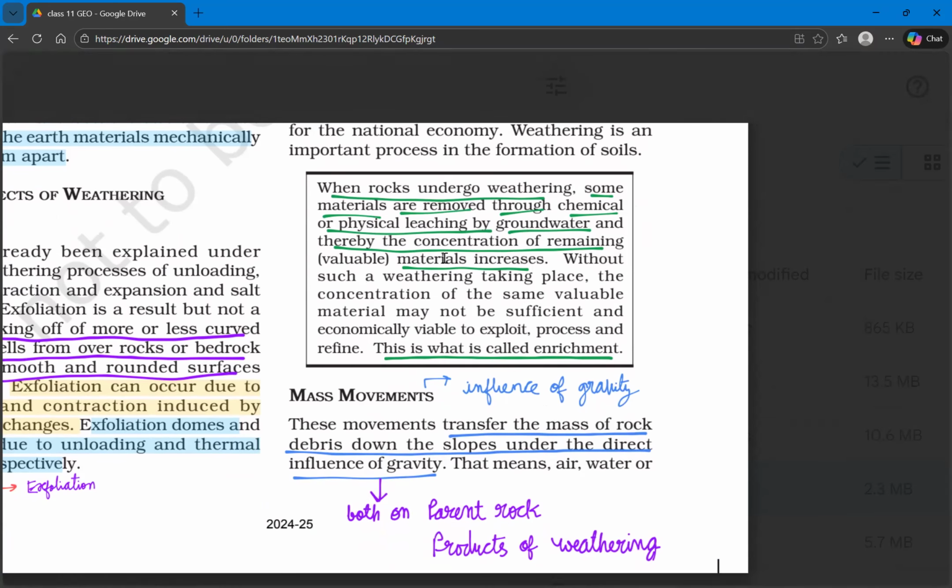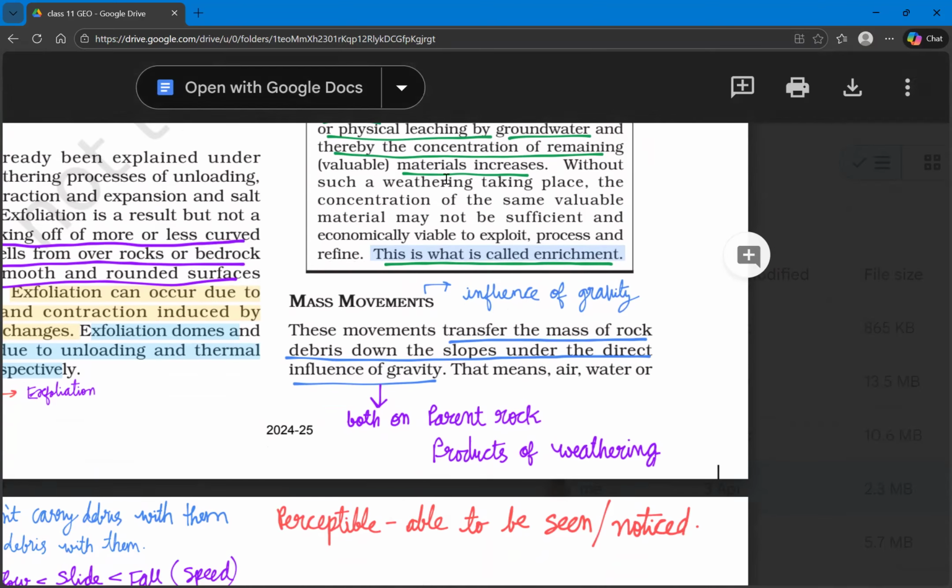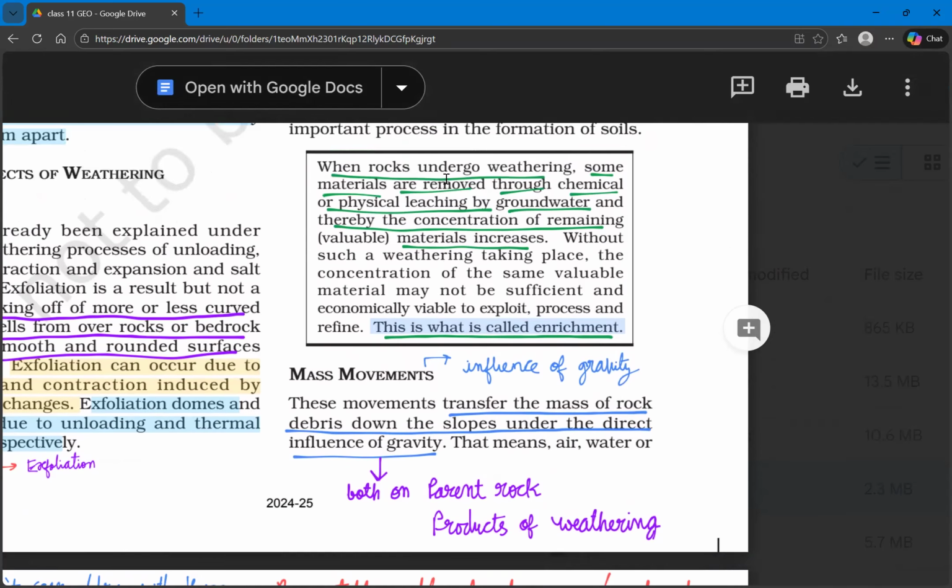So what happens when certain material is removed by either physical or chemical action? The concentration of the other material increases. Without such weathering taking place, the concentration of the same valuable material may not be sufficient and economically viable to exploit, process, and refine. This is what is called enrichment. So weathering helps in enrichment processes also. This will help economically, because when people are trying to mine the rocks, this enrichment process will be economically profitable for mining also.